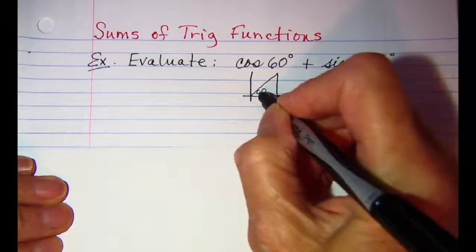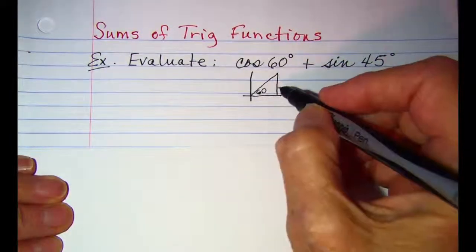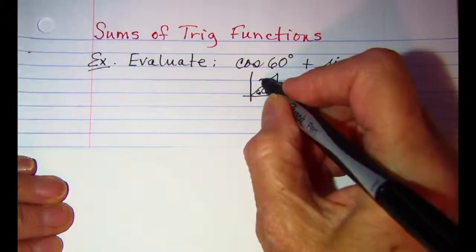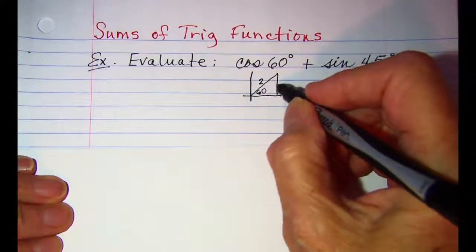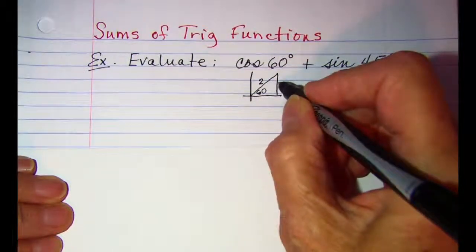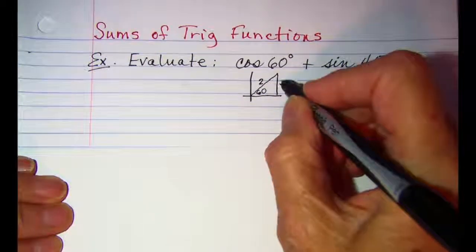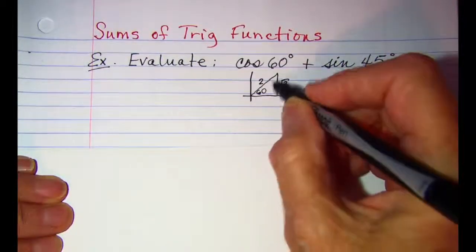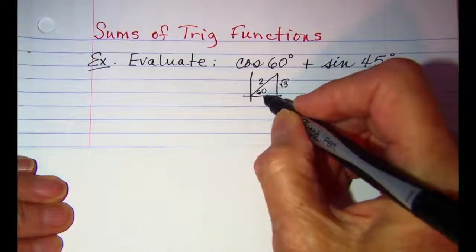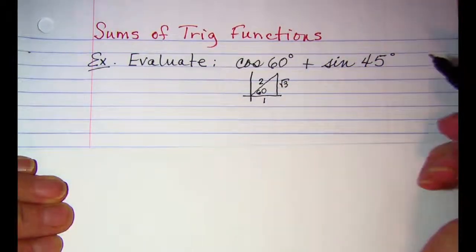And we know that the measures that we can put on the sides, if the hypotenuse is 2, the side opposite the 60 is half the hypotenuse times the square root of 3, so that would be 1 square root of 3. And then this angle is 30, so the side opposite the 30 is half the hypotenuse, so that would be 1.